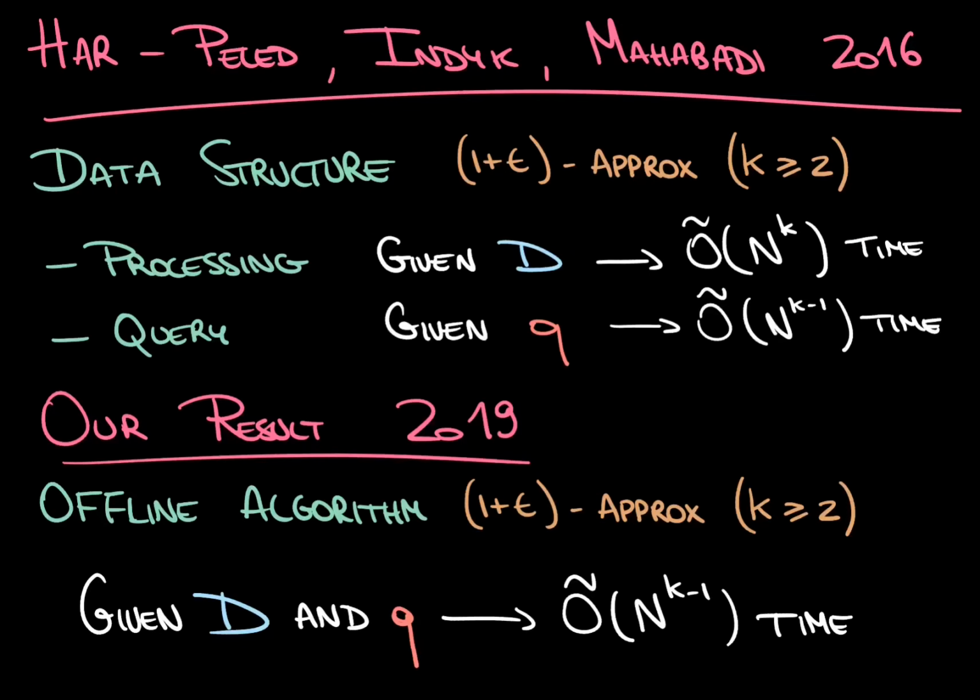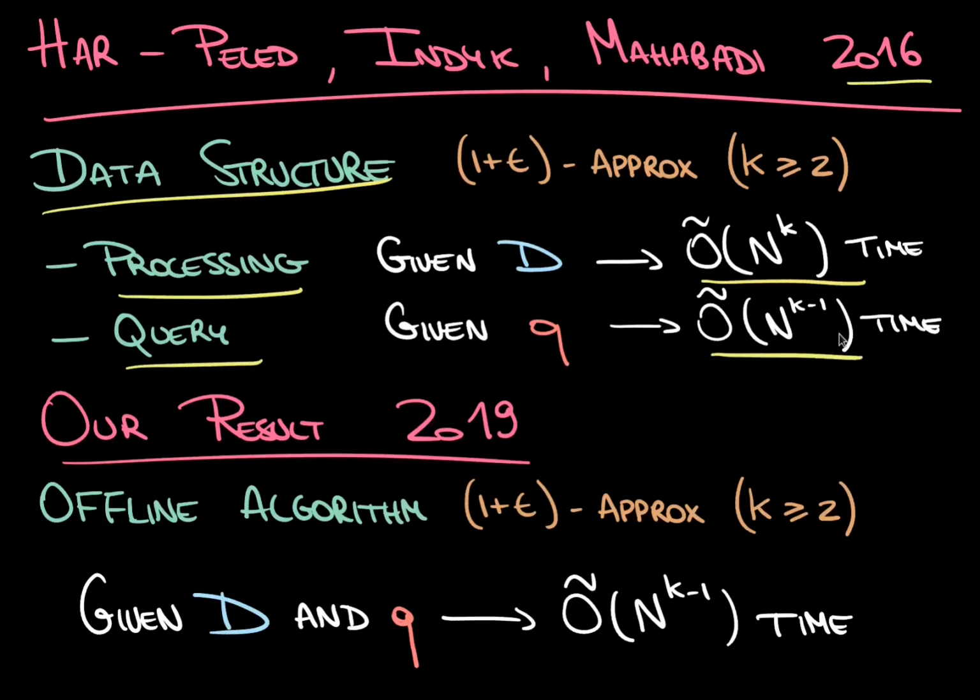These problems have already been studied before. In 2016, Har-Peled, Indyk, and Mahabadi developed a data structure for a 1 plus epsilon approximation of these problems, where the preprocessing time is roughly n to the k, and the query time is roughly n to the k-1. What we show is that it is possible to get rid of the preprocessing time. That means that we can solve the problem offline as fast as the cost of a single query in their data structure without having to preprocess the data.